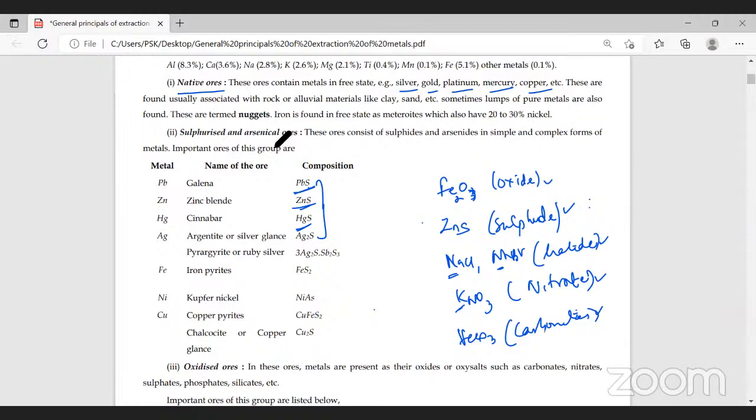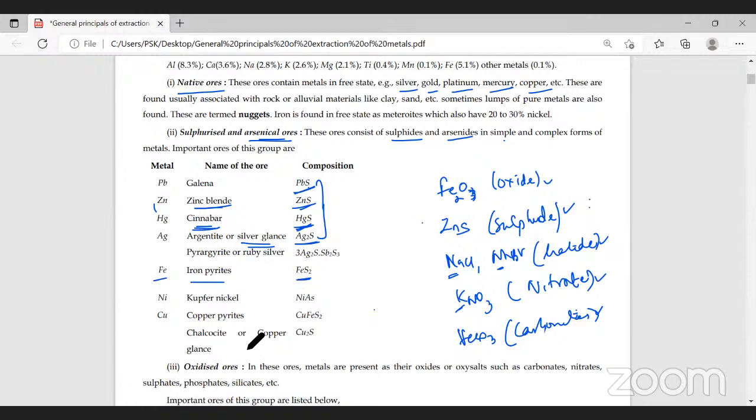Now, sulfurized or arsenical ores. These ores consist of sulfides and arsenides in simple and complex form. Lead is a metal, the name of the ore is galena, and it is present as a sulfide ore, PbS. Likewise, zinc is a metal, called zinc blende, ZnS. So all these are examples of sulfide ore. Argentite, also called silver glance, is Ag2S. Cinnabar is mercuric sulfide, HgS. Iron pyrites is FeS2.